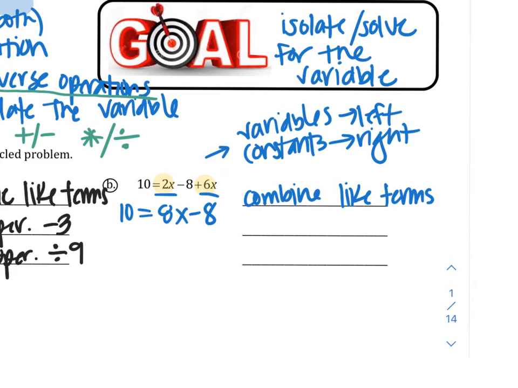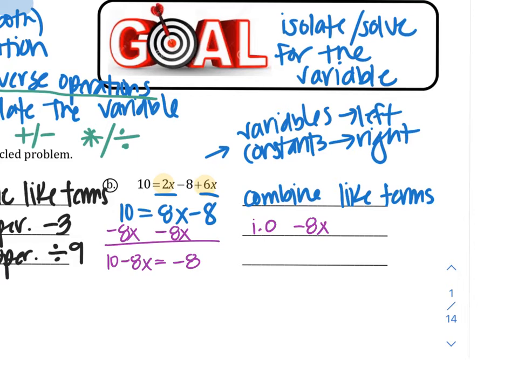Now what I'm going to do is I'm going to move my variables to the left side by using inverse operations. So I'm going to subtract 8x on both sides. Now when I do this, notice I can't combine the 10 minus the 8x, so it's just going to be 10 minus 8x equals negative 8. Okay, so again, I did inverse operations, minus 8x to both sides.